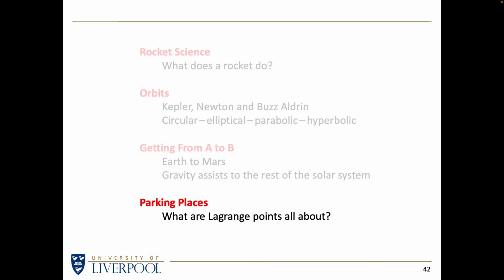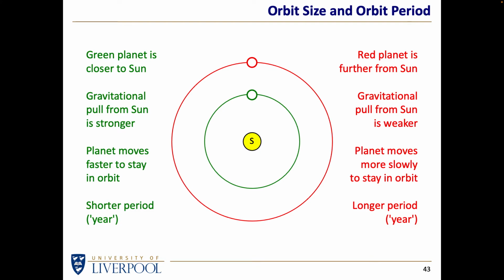So let's finish with this fourth element of how do you actually park at a point in space where there's nothing actually there, these so-called Lagrange points. And we return to this basic idea. Everything is based on this idea that if you're closer to the sun, you move faster. If you're further from the sun with a smaller amount of gravitational pull, then you can move slower and stay in orbit. And we can understand Lagrange points without the maths, simply with that basic idea.